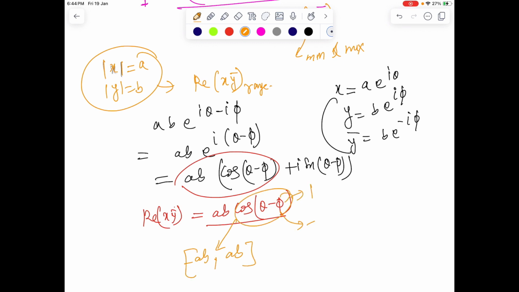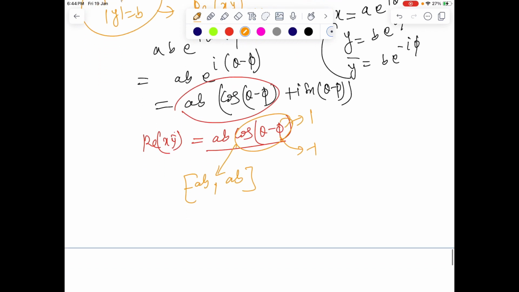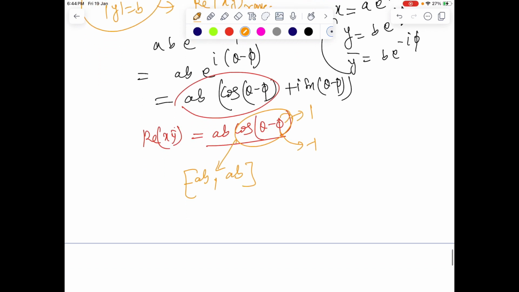So hence its maximum will be AB and minimum will be minus AB. And that will happen when this is either 1 or minus 1. So you know the phase angle, like theta and phi. If they differ by pi, theta minus phi is pi, we'll get the minimum. And if theta equals phi, both complex numbers are in the same direction, we'll get the maximum.